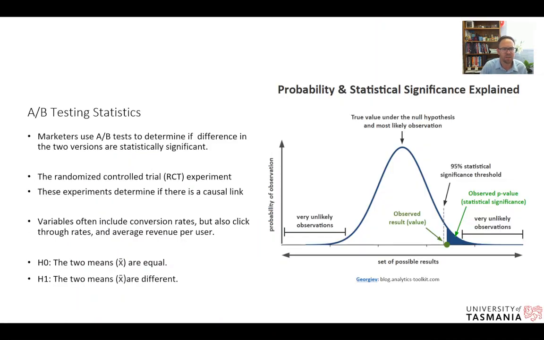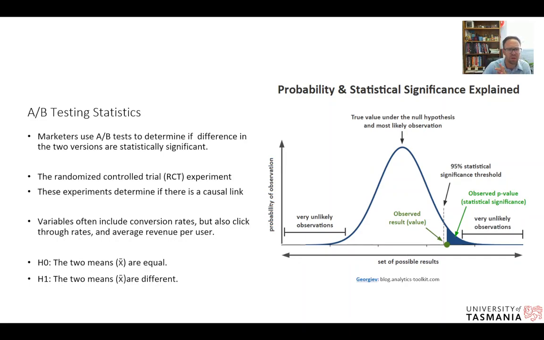Now, marketers use A/B tests to determine if differences in two versions are statistically significant. So it's one thing just measuring it and looking at descriptive data and going, yes, there is a difference. It's another thing being able to use that data and go, there's a significant difference, and extrapolate it.